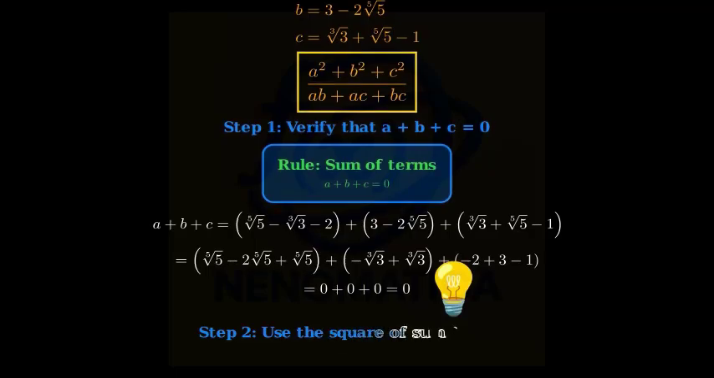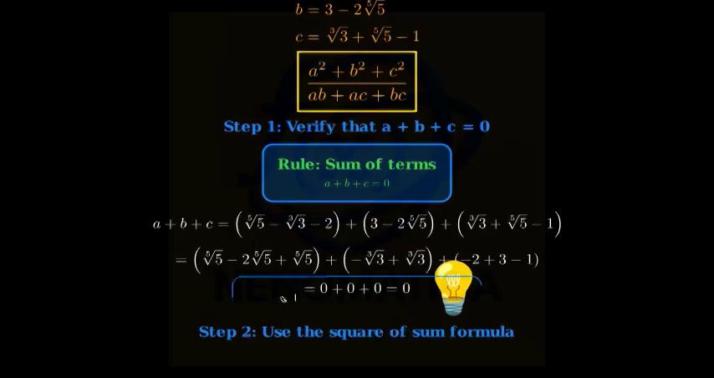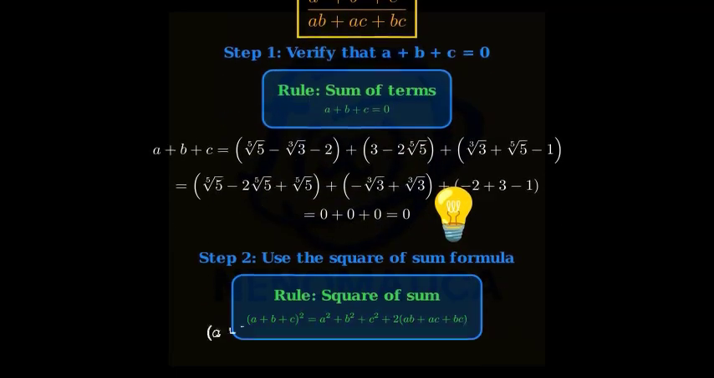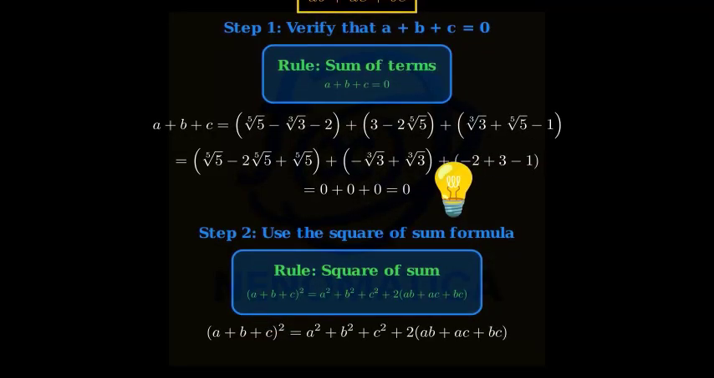Step 2. Now, we'll use the square of sum formula. Since we verified that a plus b plus c equals 0, we can use this fact with the square of sum formula. We know that for any three numbers, the square of their sum equals the sum of their squares plus twice the sum of their products. So, (a plus b plus c) squared equals a squared plus b squared plus c squared plus 2 times (a times b plus a times c plus b times c).